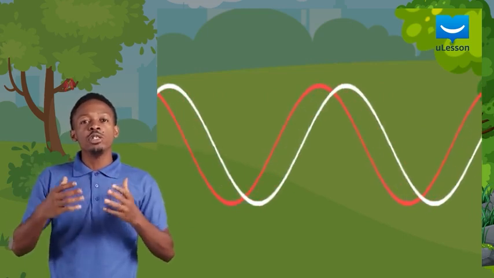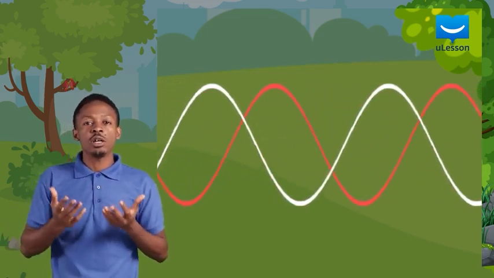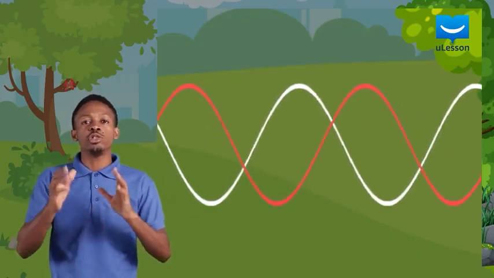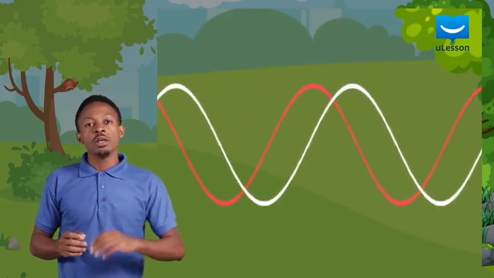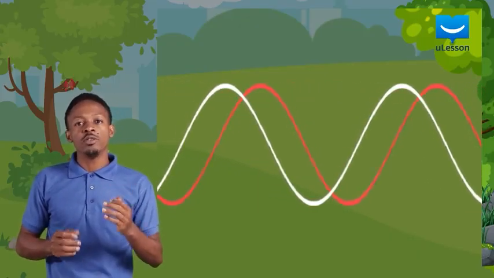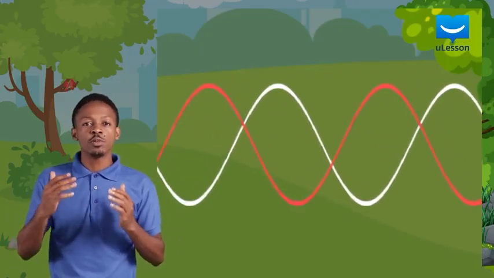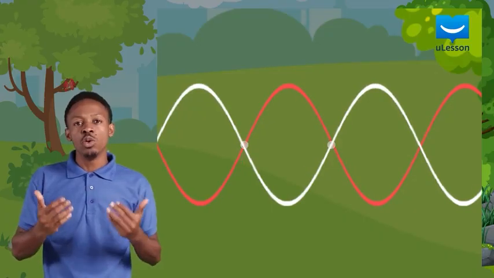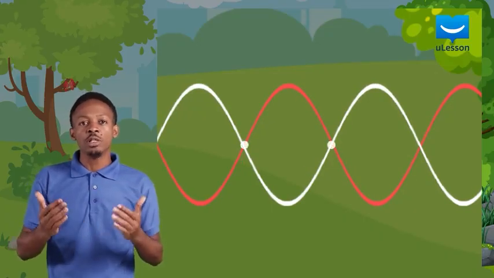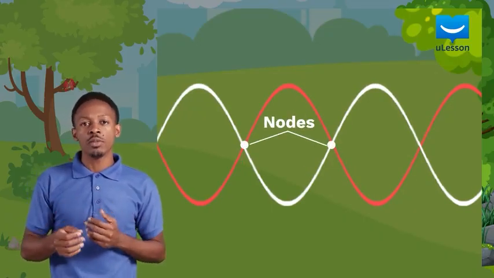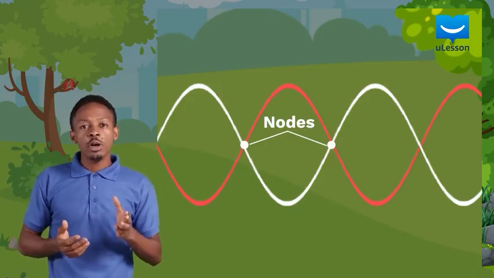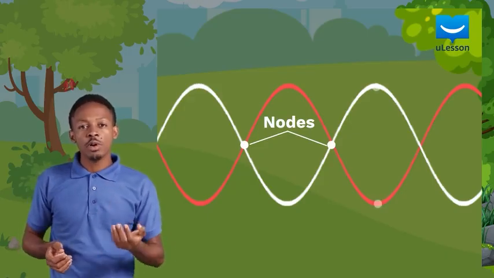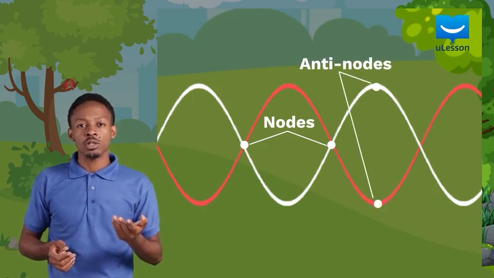If you observe these two illustrations for stationary waves in phase and out of phase, you'll see that there are two sets of points. The first are points where the waves meet and it looks like there is no displacement or amplitude. It seems there is no wave at these points. These points are called the nodes. On the other hand, there are points where the waves produce a larger displacement. These points are called the antinodes.